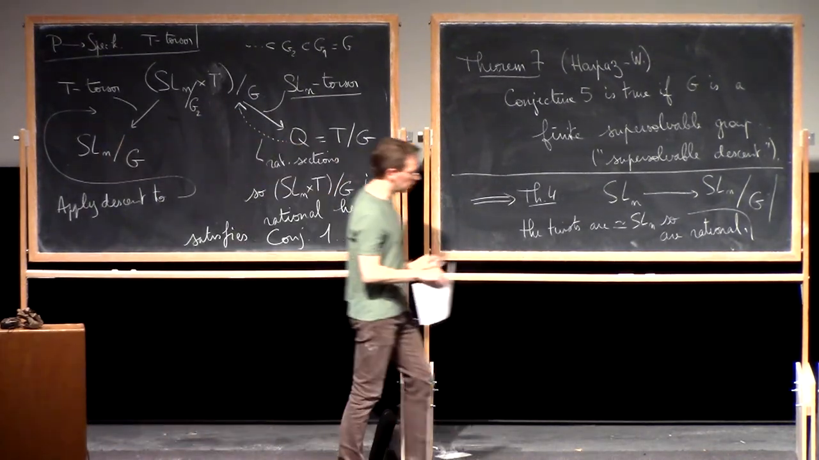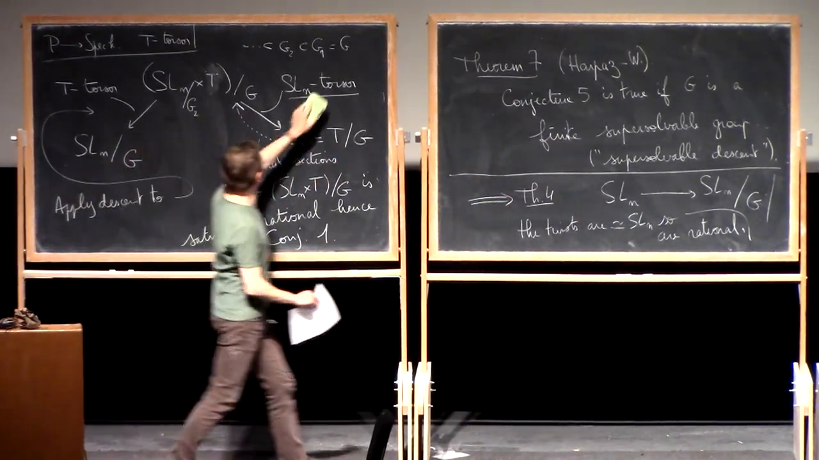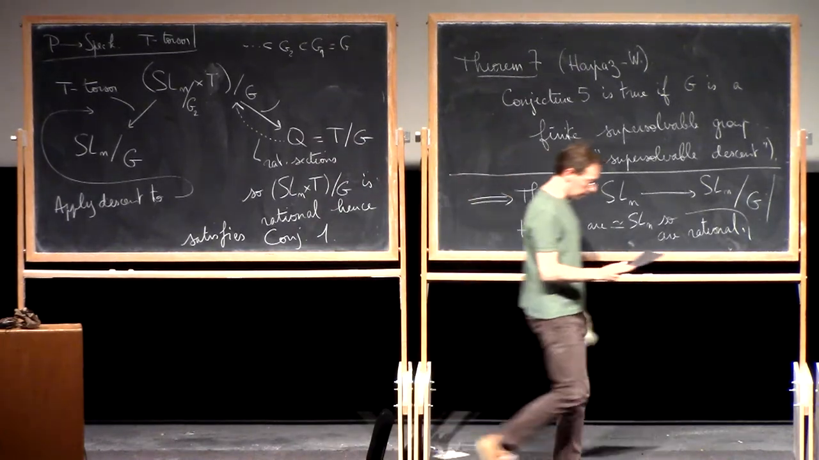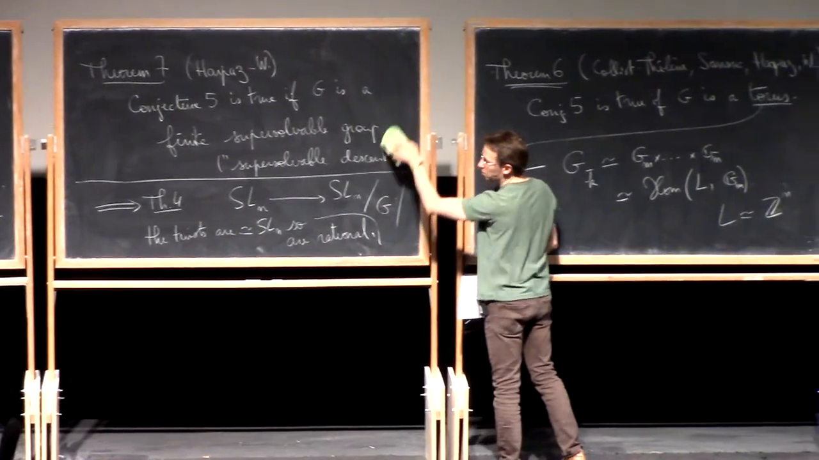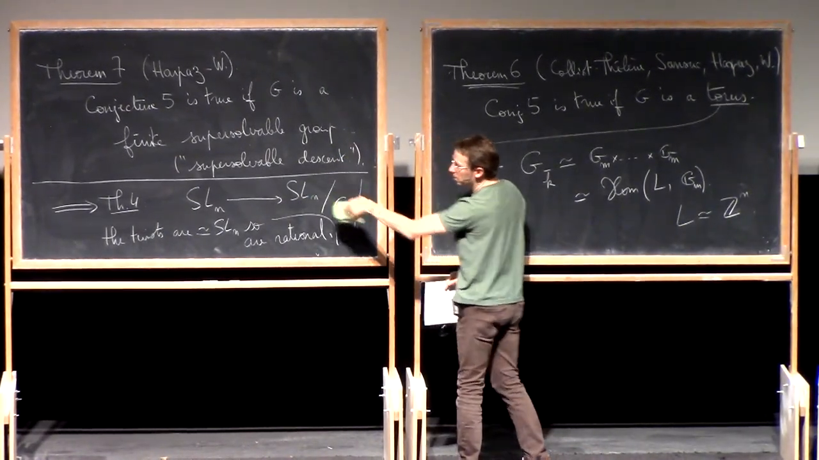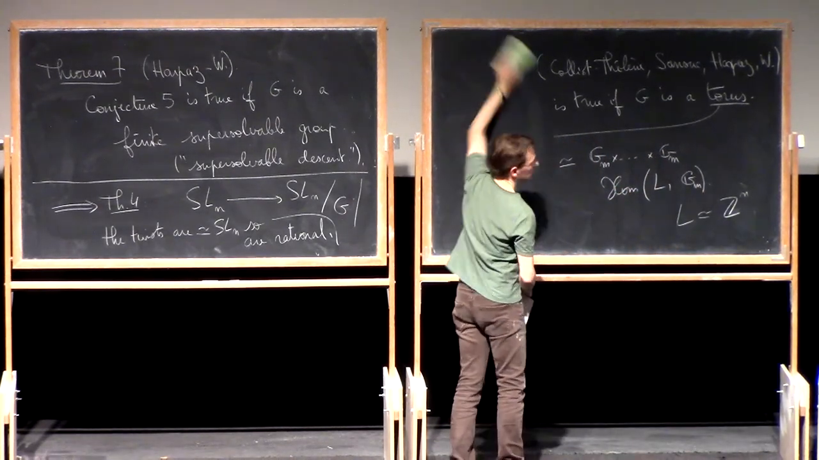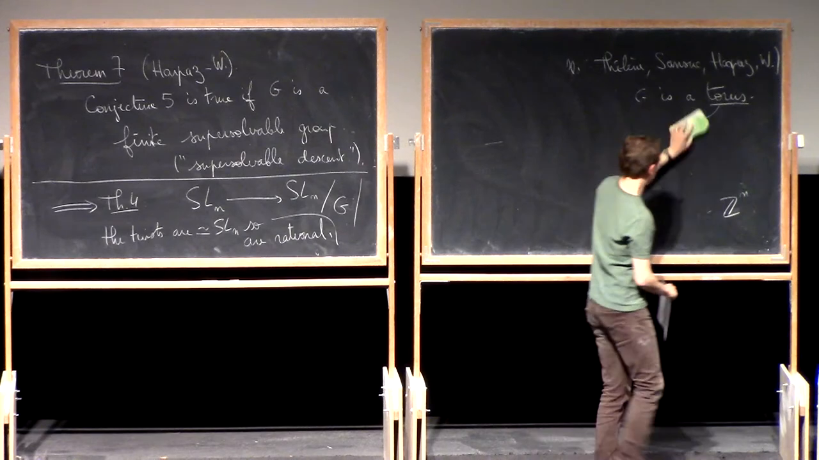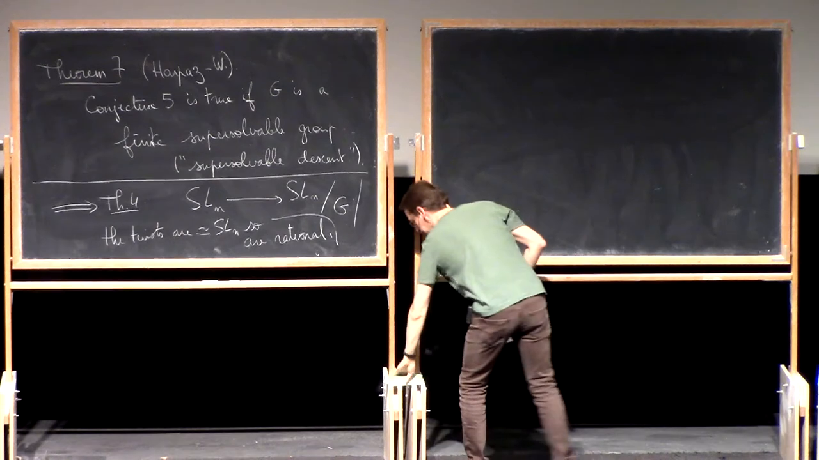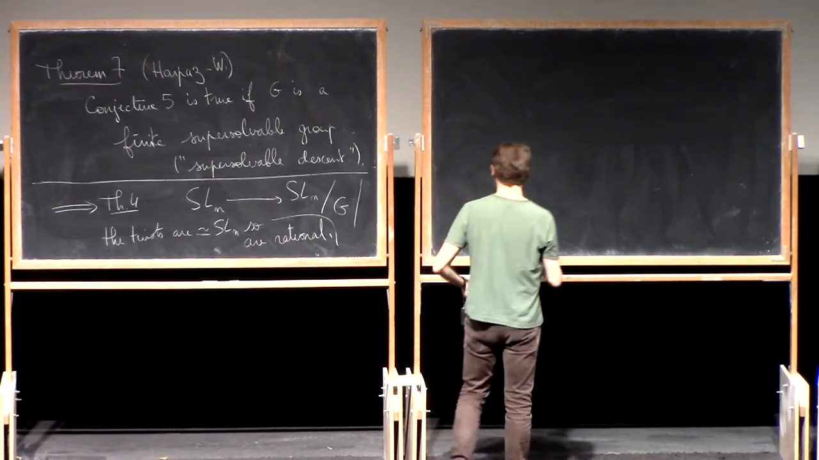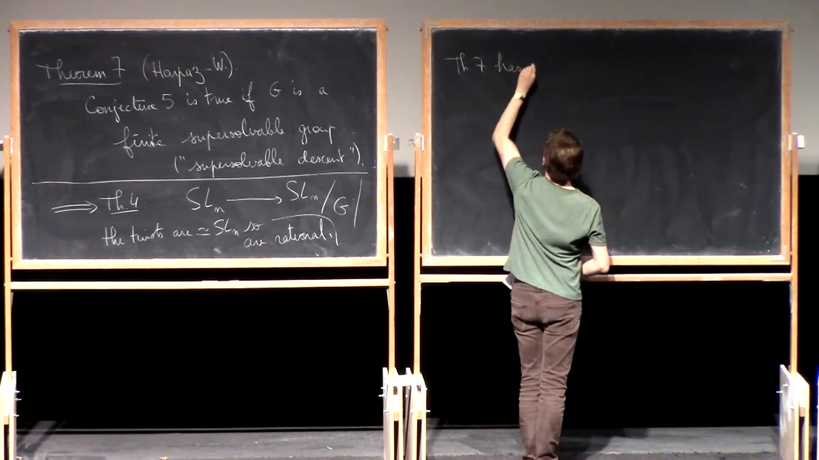So I don't want to talk more about this. Instead, I just want to point out that supersolvable descent is actually quite a bit more general than just this fact, and so you can apply it to other variants of the inverse Galois problem. Let me just give one example. So Theorem 7 has other applications.